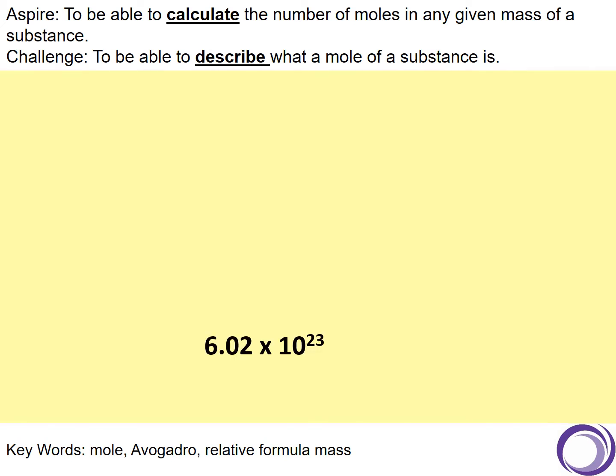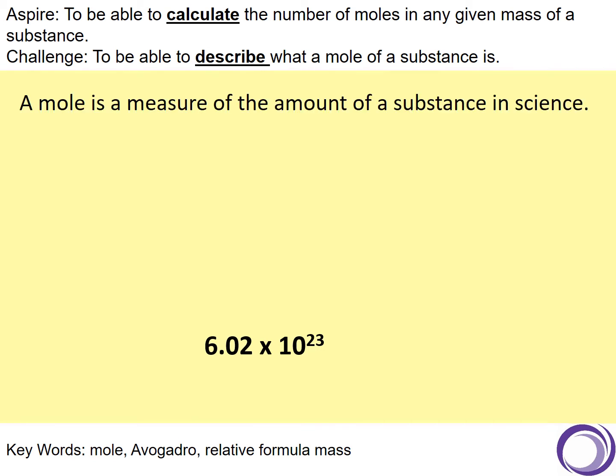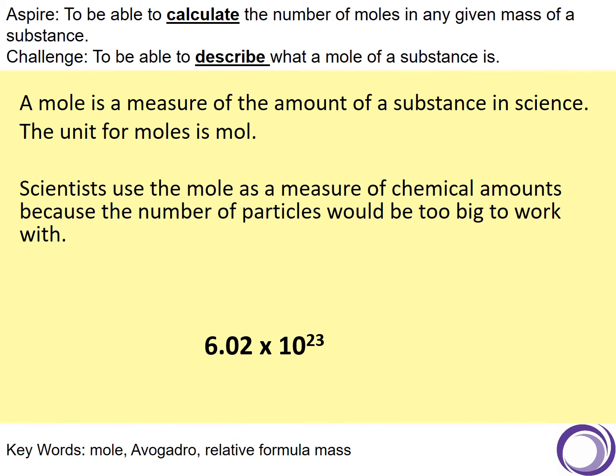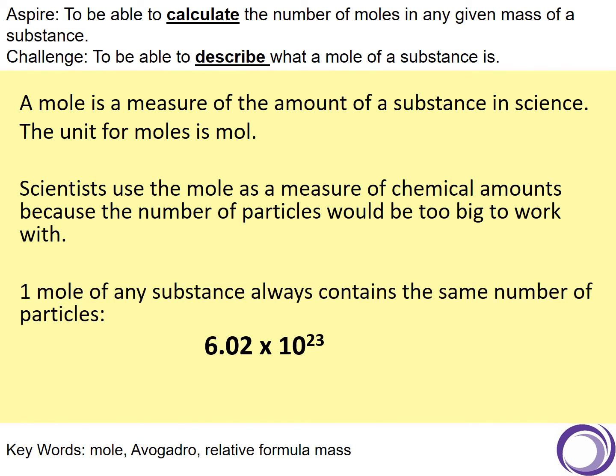So 6.02 times 10 to the 23. This is a mole. It's a measure of how much of a substance there is in science. And the units for moles is mol. So scientists use the mole as a measure of chemical amounts because the number of particles are just too big to work with. So 1 mole of any substance is always the same number of particles. It's always 6.02 times 10 to the 23 particles in that mole.